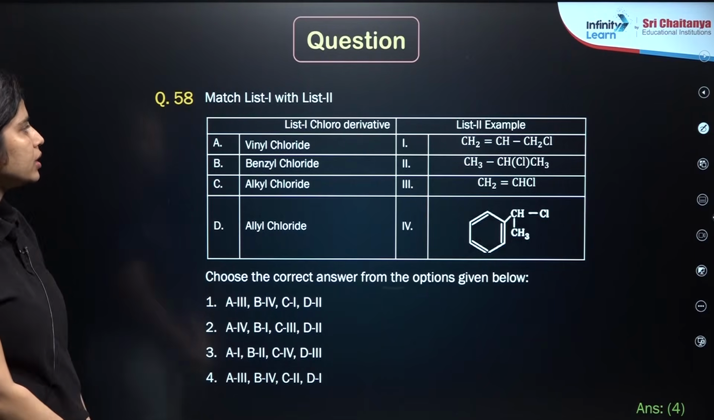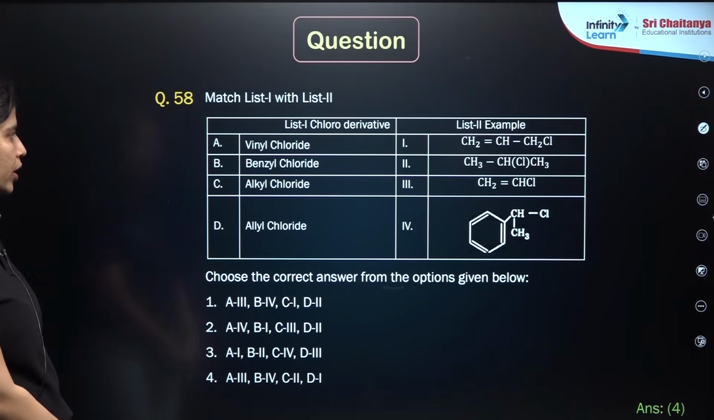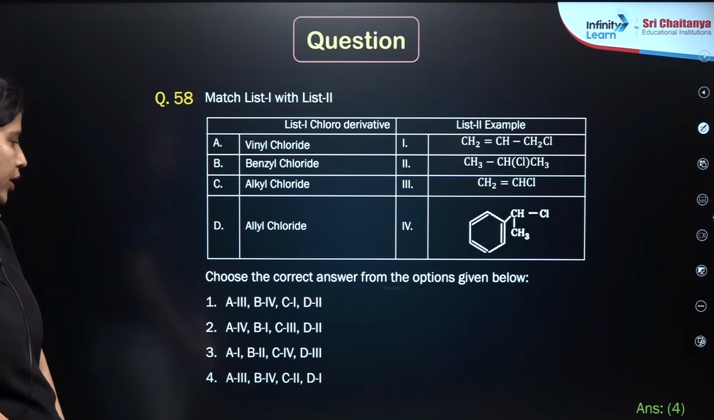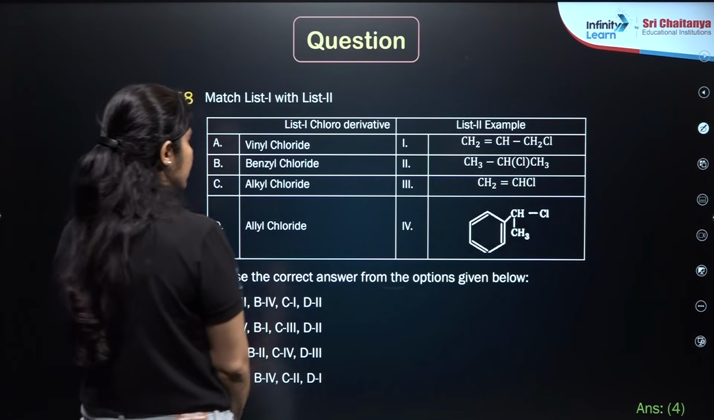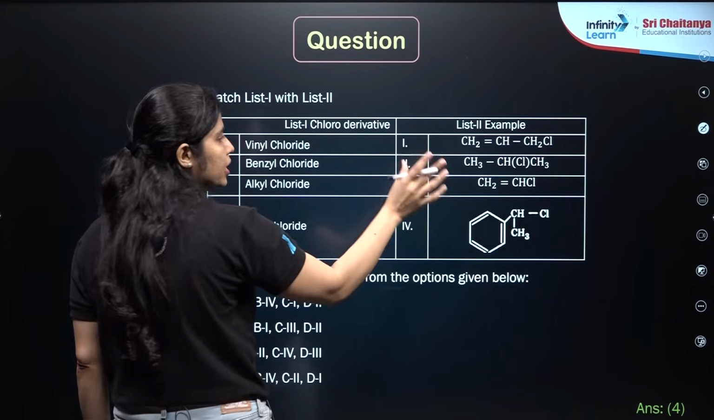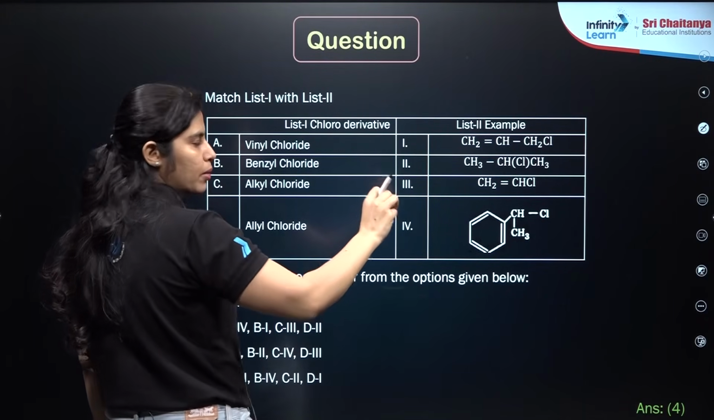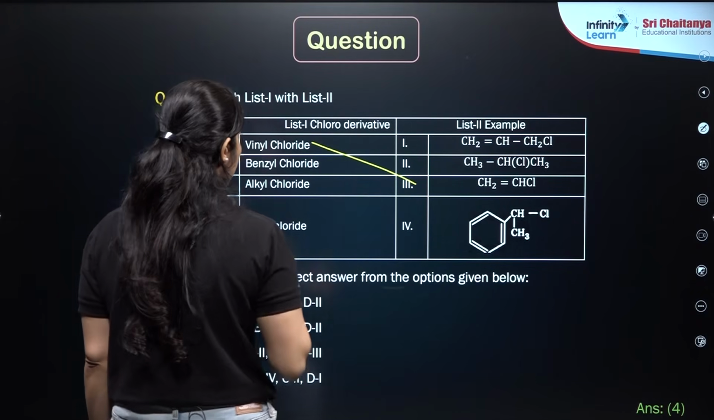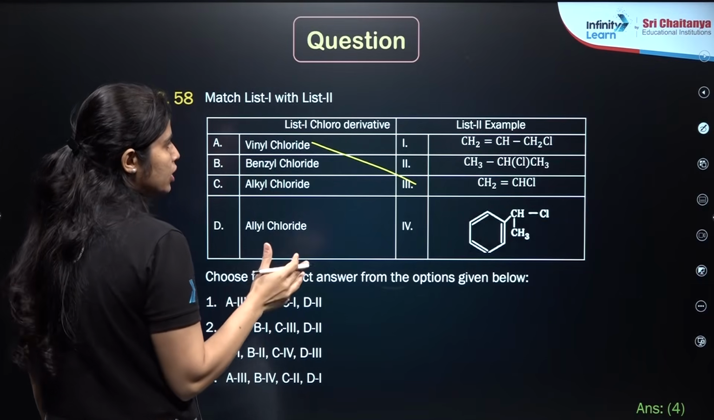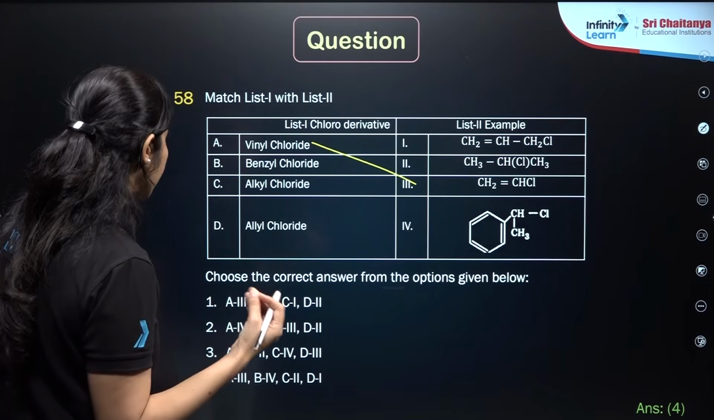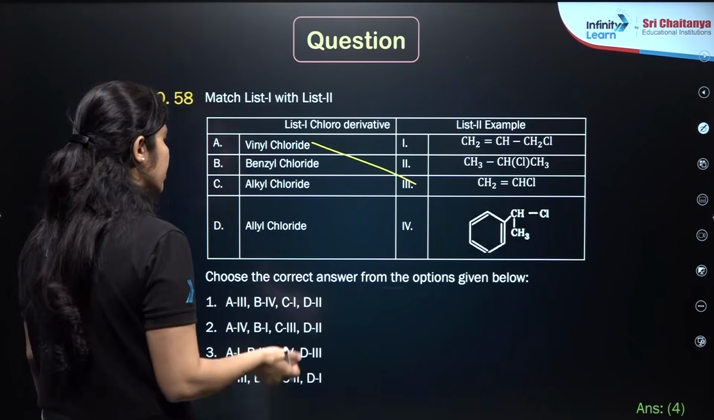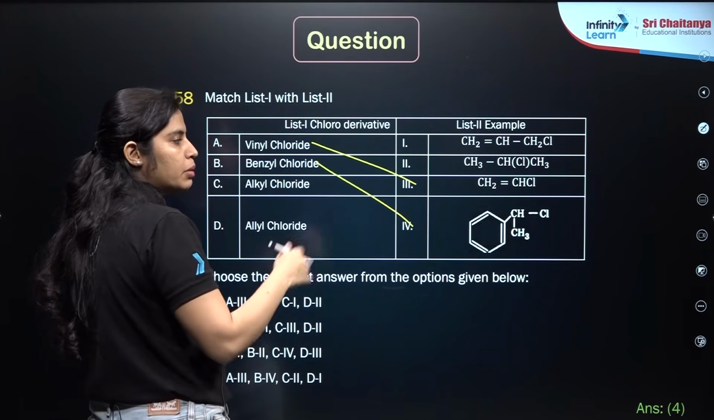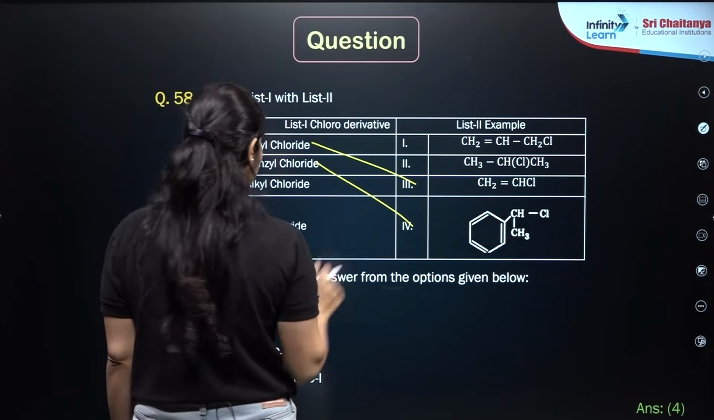Question number 58 is a very simple and basic question. Vinyl chloride, benzyl chloride, alkyl chloride and allyl chloride. So the first one, as you can see, is going to be vinyl chloride. That means the halogen is attached directly to a double bond carbon atom. So correct is 3. Then we have benzyl chloride. Looking at benzyl chloride, the benzene ring is already provided to us over here, and there has to be one carbon atom between the double bond carbon atom and the halogen, which is given.